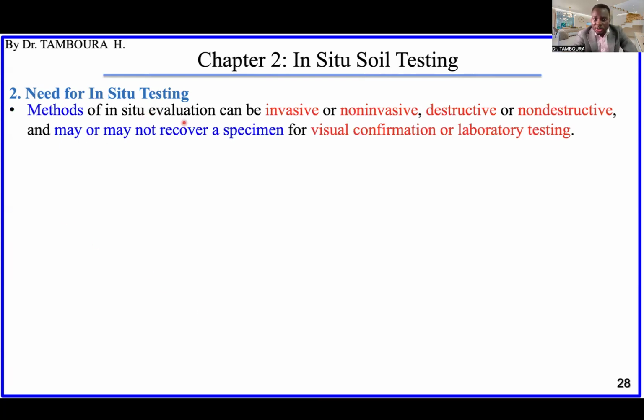So this method of in situ evaluation can sometimes be invasive or non-invasive, destructive or non-destructive, and they may or may not recover a specimen. For example, if you do SPT or CPT, you don't need to take a soil sample, right? For visual confirmation or lab testing, if you do SPT, you can take a soil sample.